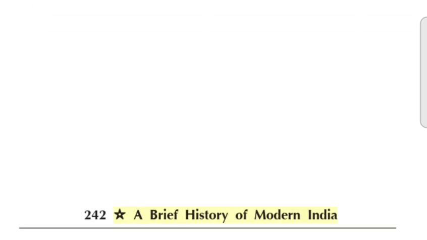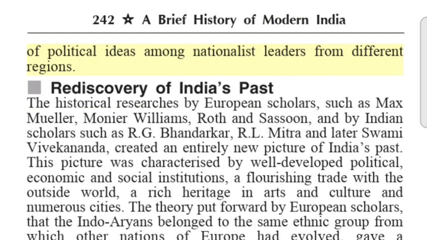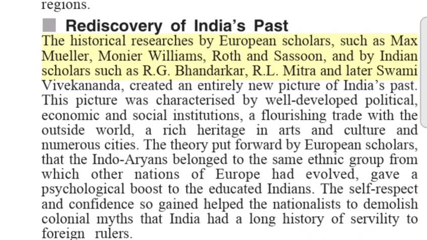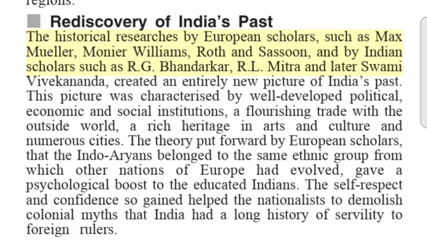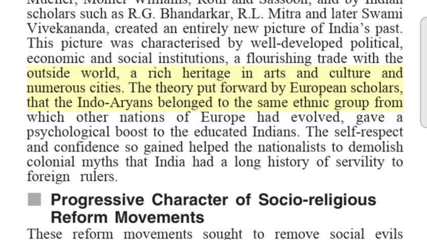A brief history of modern India, of political ideas among nationalist leaders from different regions. Rediscovery of India's past. The historical researches by European scholars, such as Max Muller, Monier Williams, Roth and Sassoon, and by Indian scholars such as R.G. Bhandarkar, R.L. Mitra and later Swami Vivekananda, created an entirely new picture of India's past. This picture was characterized by well-developed political, economic and social institutions, a flourishing trade with the outside world, a rich heritage in arts and culture and numerous cities.